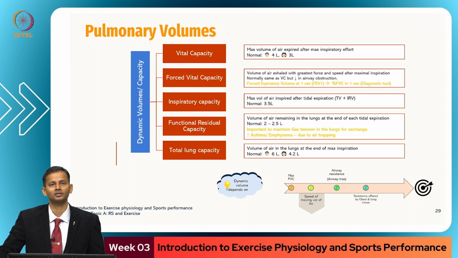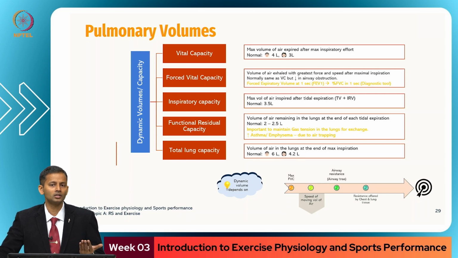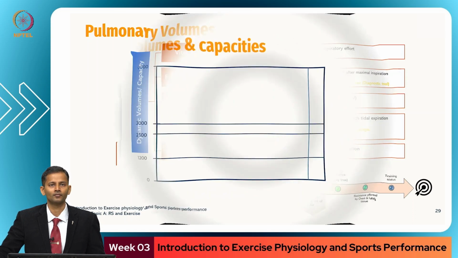The other aspect is the respiratory compliance that is offered by the thoracic cage per se, as well as the lungs. So they also may affect the dynamic volume. And also an important aspect is the exercise, which I had mentioned earlier. Exercise training can improve the dynamic volume of the lung.